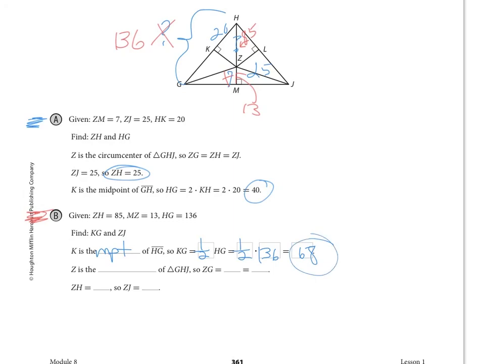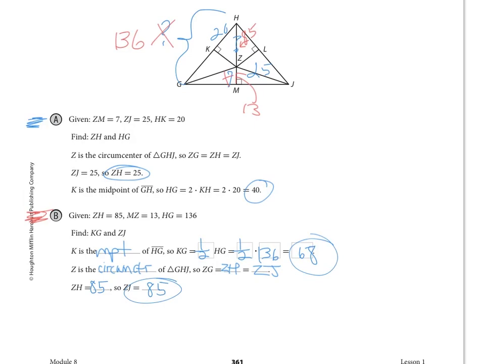Then remember, Z by definition is the intersection of the perpendicular bisectors. So Z is the circumcenter of triangle GHJ, and so that means all of those distances out to the vertices are the same. ZG is the same as ZH is the same as ZJ. And since we were given ZH was 85, then ZJ also has to be 85.